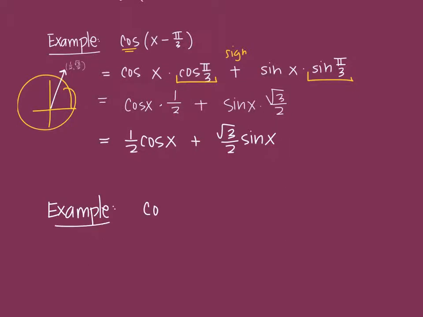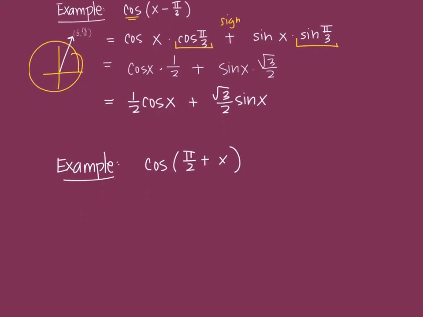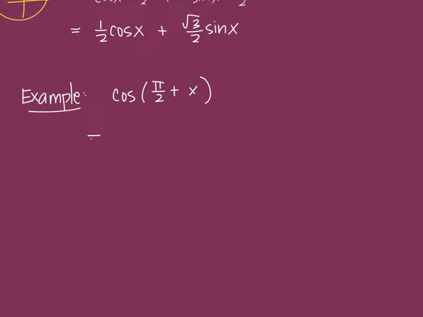Let's try the cosine of pi halves plus x. So here's another cosine. We don't distribute, we do the cheer: cosine, cosine, sine, sine, sine. Notice I changed the sign of the addition to a subtraction. I fill in pi over 2, I fill in x with the times in between.